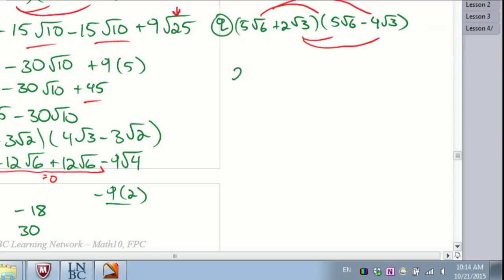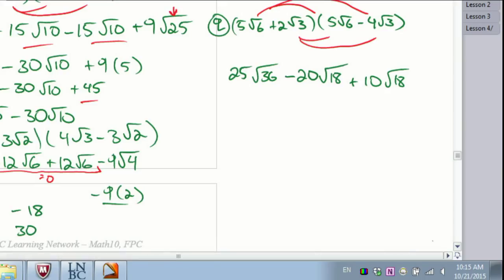5 times 5 is 25. Root 6 times root 6 is root 36. 5 times negative 4 is negative 20. Root 6 times root 3. This is a cruel question. I see how it's working out already. Inside, 2 times 5, both positives, going to give me 10. And 6 and 3 is 18. And then the last two, the 2 and the 4 is the negative 8. The 3 and 3 is root 9.